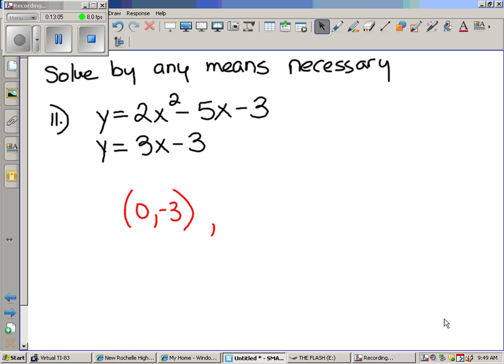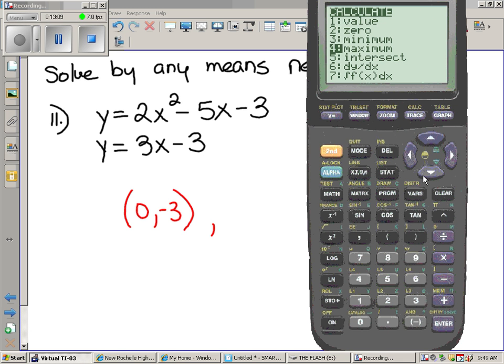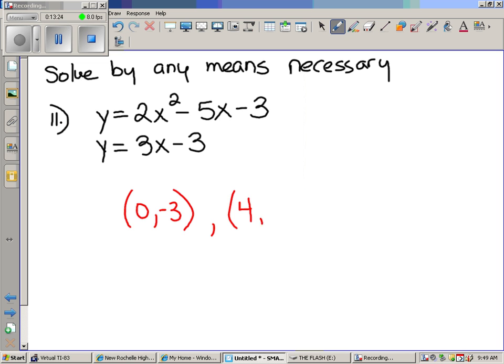And then let's go back to the other one. Second calc. Enter, enter, enter. Hit enter 3 times. It's 4, comma 9. 4, comma 9. That's all we do.